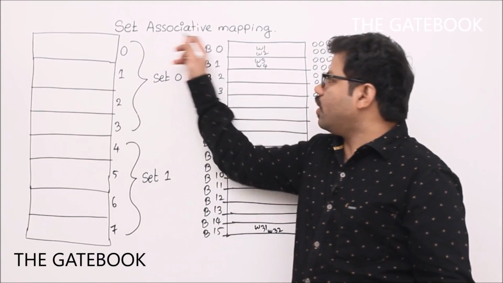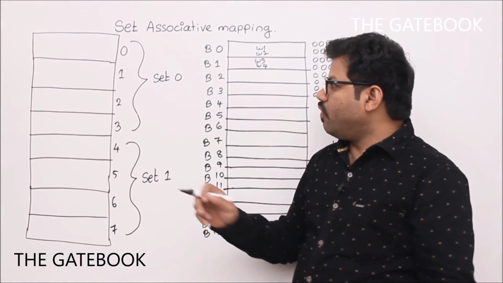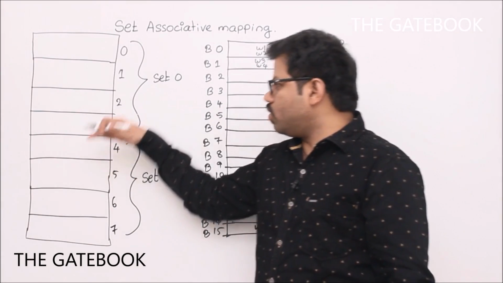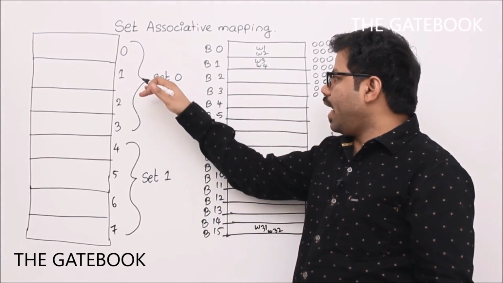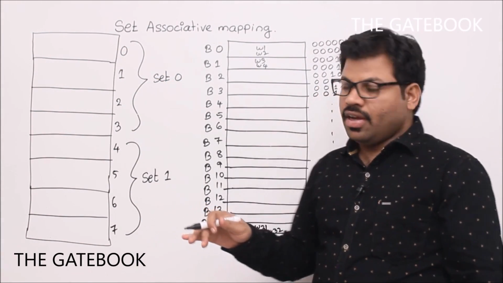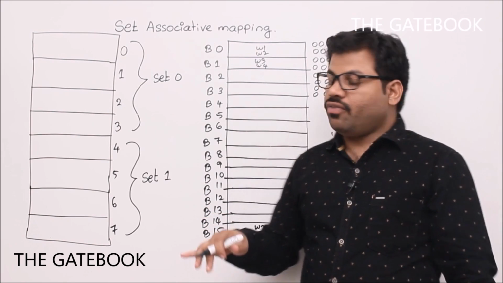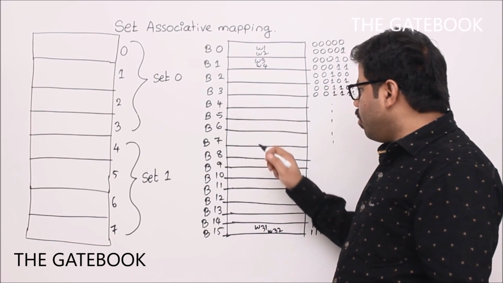We'll see set associative mapping. In set associative mapping, we will be dividing our cache blocks into sets. Example, in this one, I have divided into two sets. Now, what we are going to do is fix, for example, any main memory block.